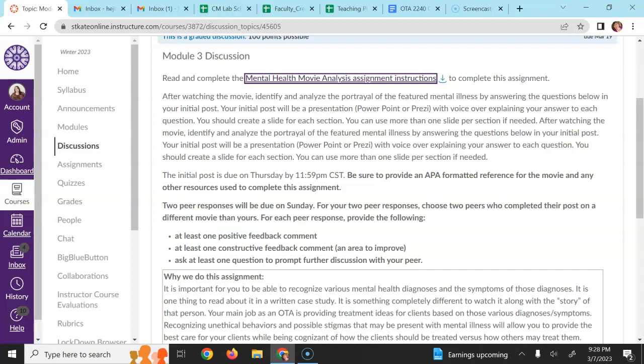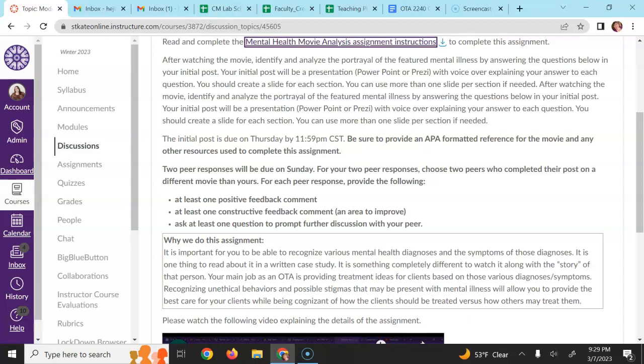For your 2 peer responses, you want to choose 2 peers who completed their post on a different movie than yours. And for each one of those peer responses, you need to provide at least one positive feedback comment, at least one constructive feedback comment, which is an area they could improve on. And you want to ask at least one question to prompt further discussion with your peer.